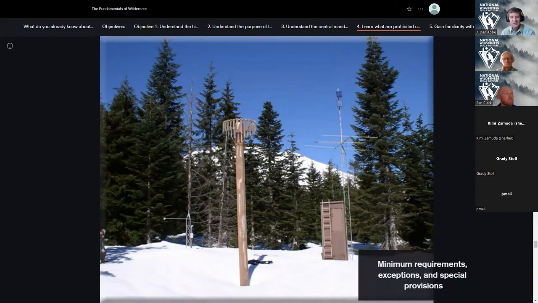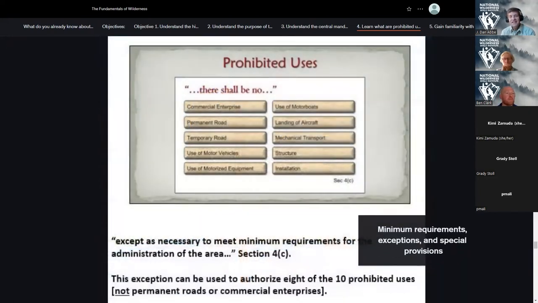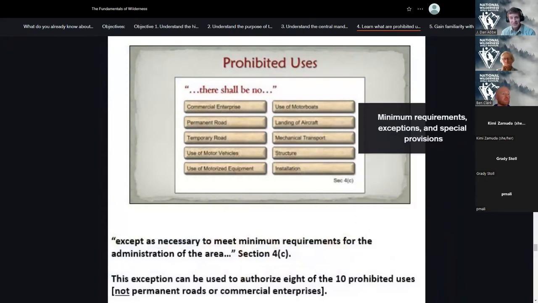Okay, so of the 10 prohibited uses, there are two that are a hard prohibition. In other words, you can't get around them. They're strictly prohibited. End of story, end of sentence. You should never see a commercial enterprise in wilderness, and you should never see a permanent road in wilderness. And I do have to make a couple of distinctions here. There are commercial services provided in wilderness, but there shouldn't be a commercial enterprise.